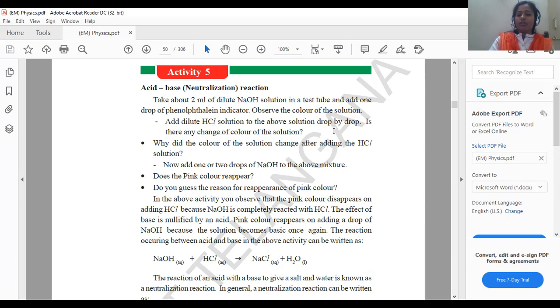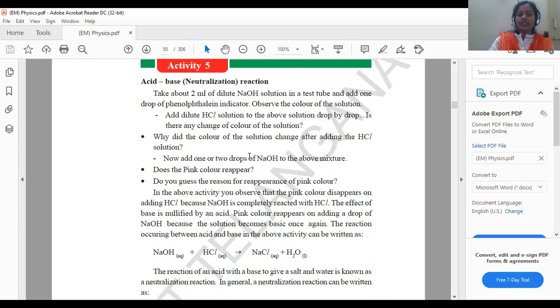When this dilute hydrochloric acid is added drop by drop, the color will change into colorless. Wherever you observe a colorless solution, there is formation of salt and water. At this stage both acid and base got neutralized because acid releases H plus, base releases OH minus. Finally, they got converted into water. H plus from acid, OH minus from NaOH. They ultimately converted into water here. So this is a kind of neutralization reaction.